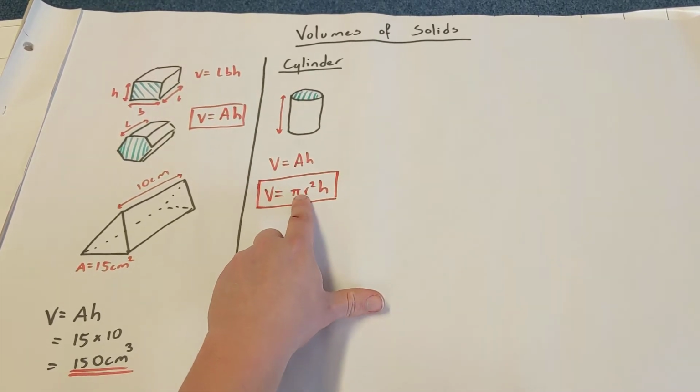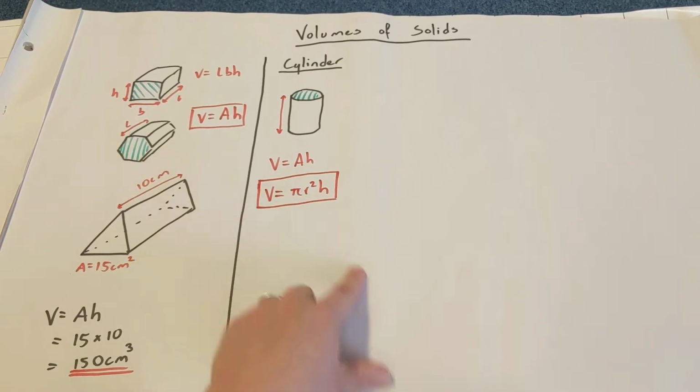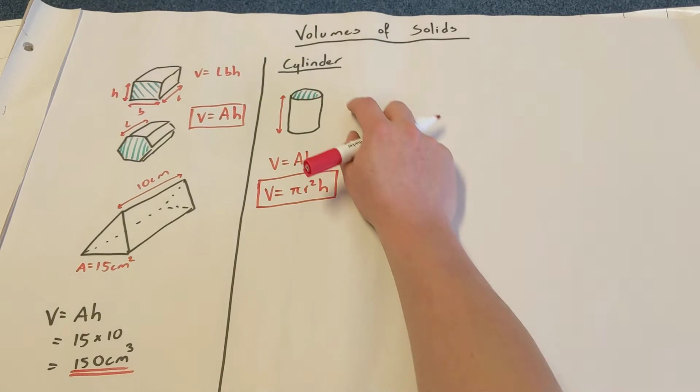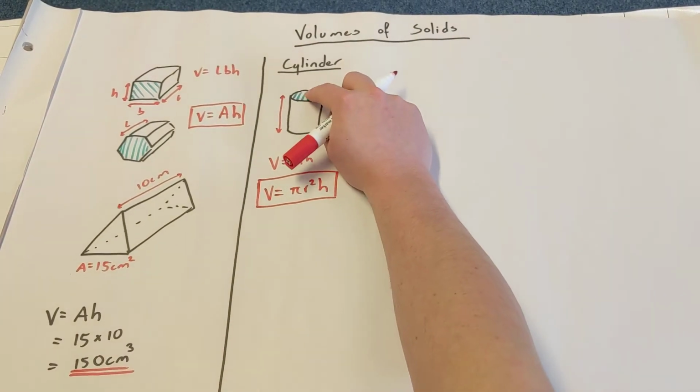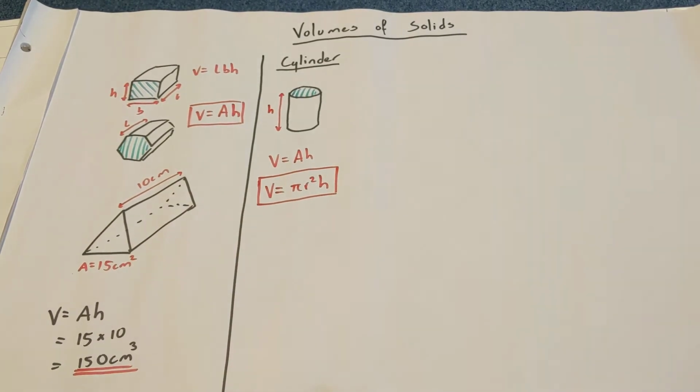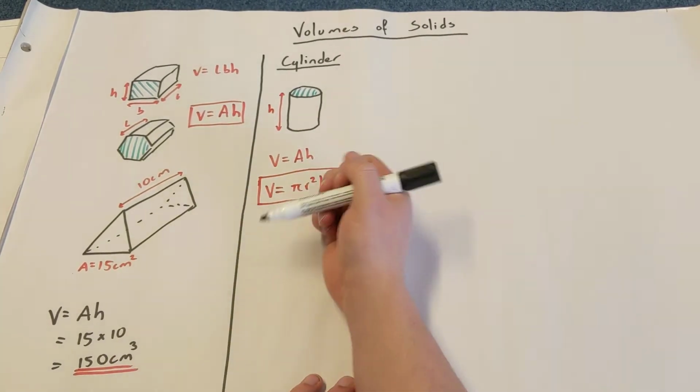That pi r squared bit, that's just a formula for the area of a circle. So that's telling you, you just need to work out the area of that circle and then times it by the height. And so let's look at an example of it like we did with the prism.